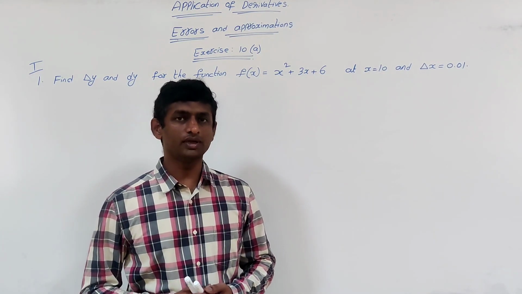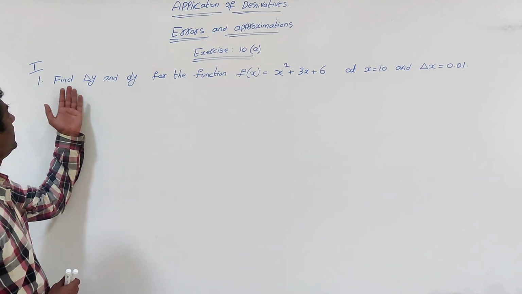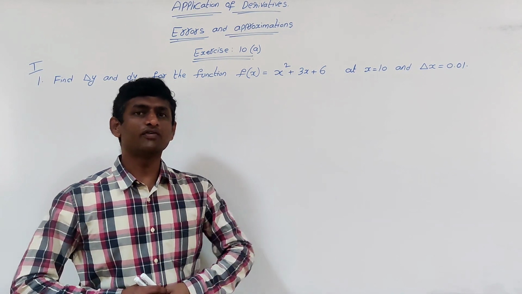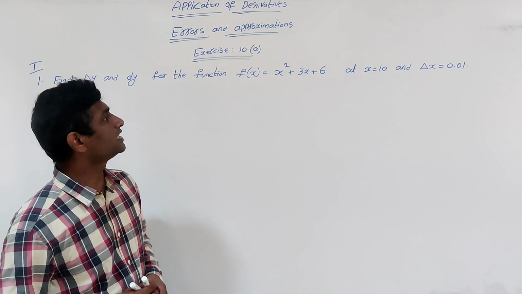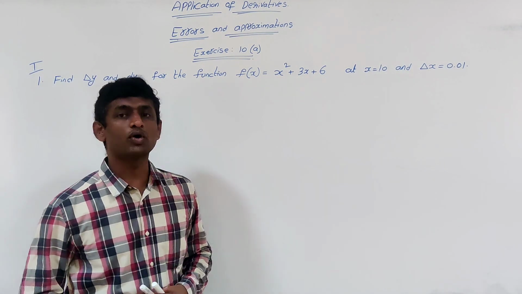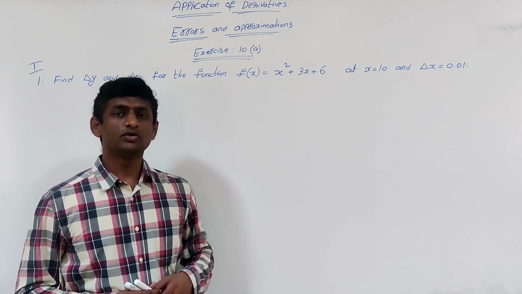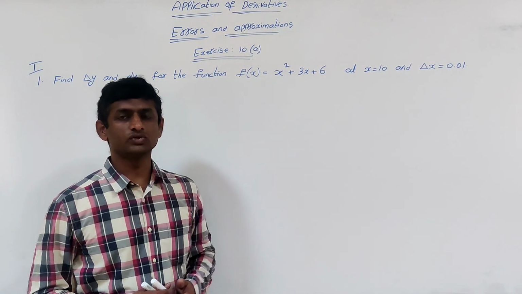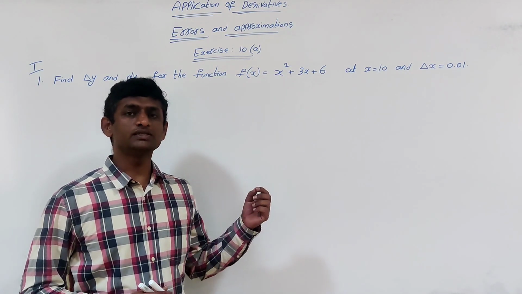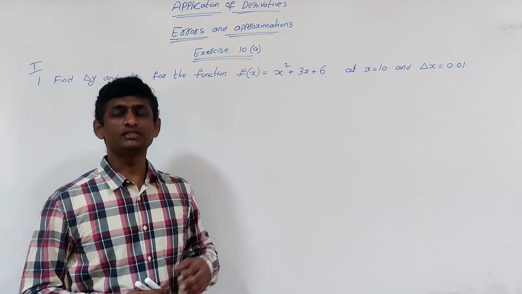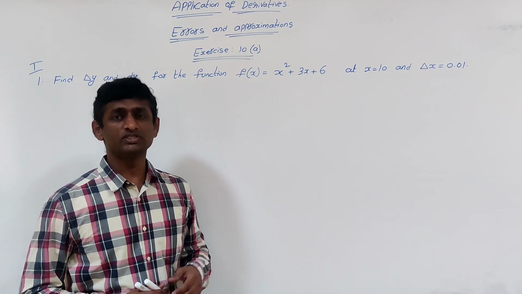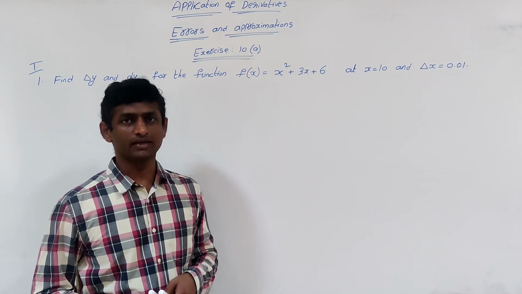So the first problem is: find delta y and dy for the function f of x is equal to x square plus 3x plus 6, where x is equal to 10 and delta x is 0.01. Before going to the solution, let us recapitulate once again what is delta y, a small change in y, and what is dy, which is the differential of y.